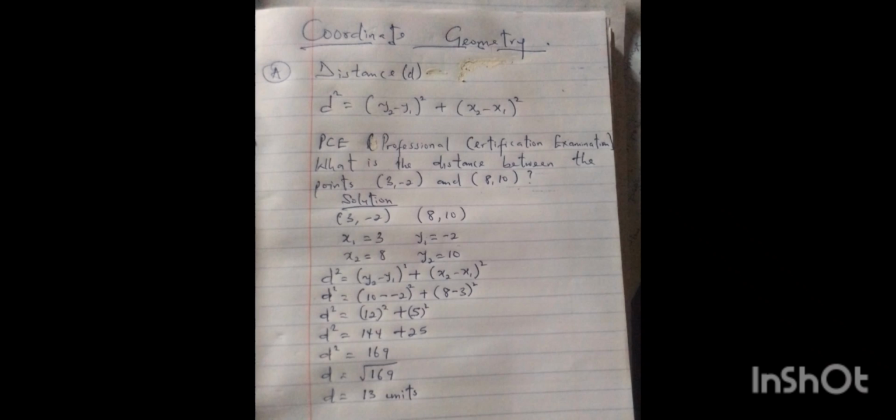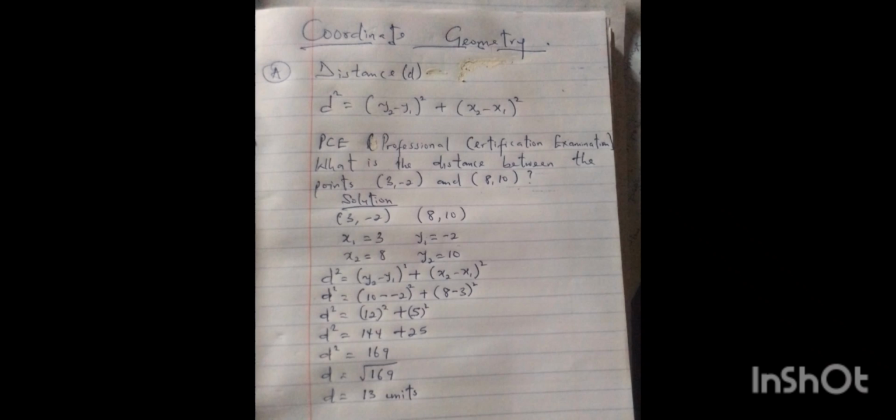If you look at 3,-2, it is a coordinate point. The 3 represents x1 and minus 2 represents y1. And if you look at 8 and 10, 8 is x2, 10 is y2. So if you place them side by side into the formula we have there, we say d squared equals y2 minus y1 all squared plus x2 minus x1 all squared.